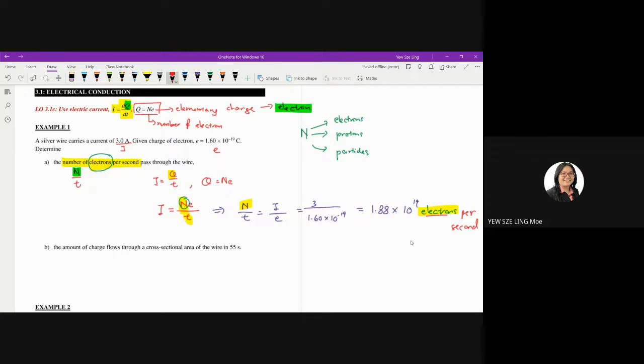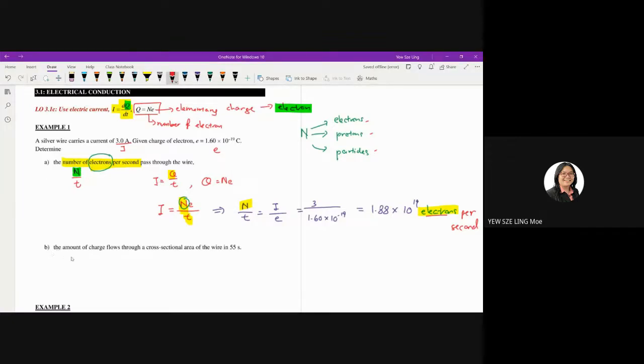This is a very common mistake in the final exam, where students always leave it blank. They thought n doesn't have any unit. Actually, it does. In this case, we have electron, proton, particles. It depends on the questions. All right. So that is your question A. Just be extra careful with n.